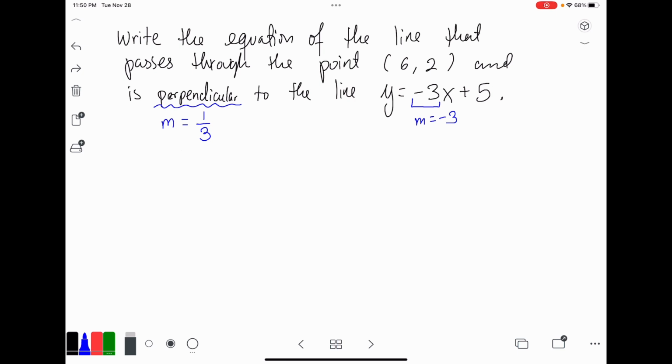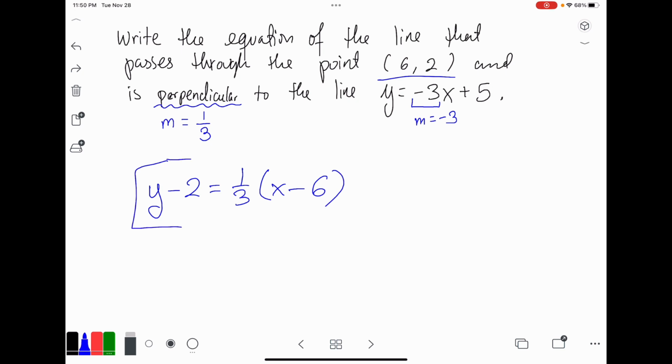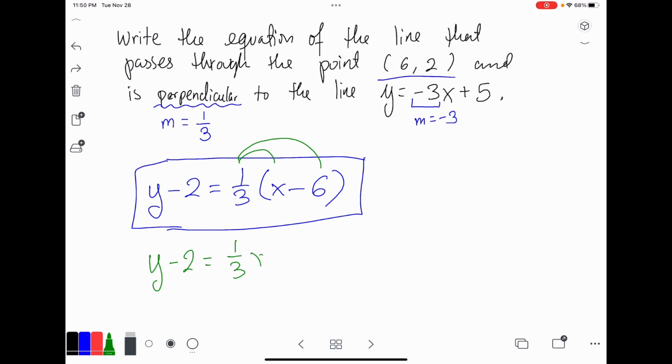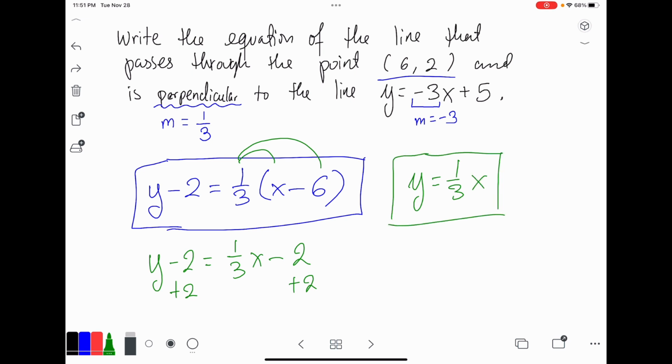So because we know the slope and we know the point, we can write the equation in point-slope form. And this is the equation. And of course, if you want to write the equation in slope-intercept form, you then distribute and solve for y. So this is the equation in slope-intercept form.